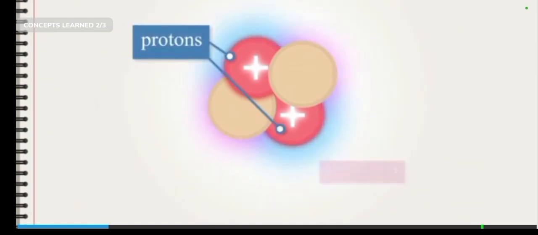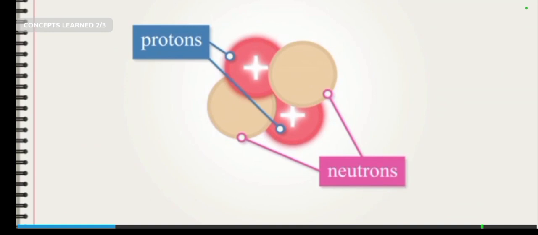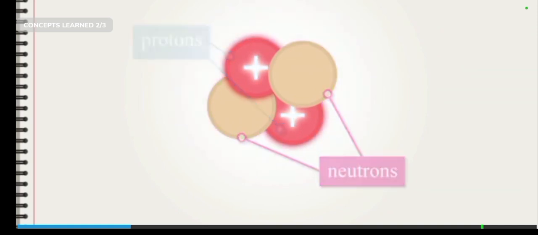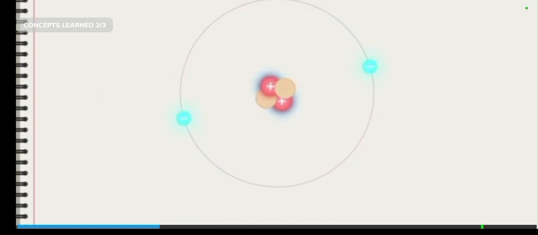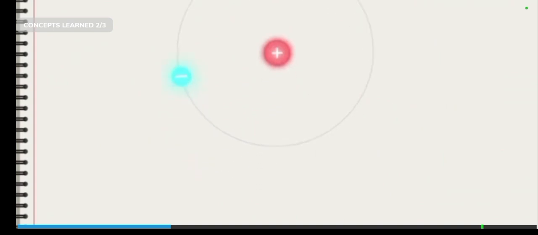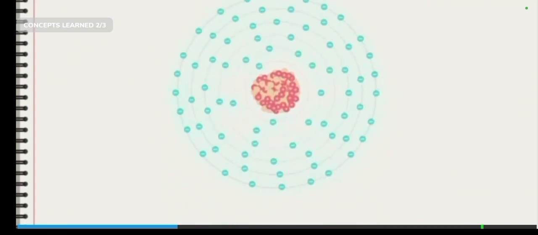The nucleus is made up of 2 different types of particles, protons and neutrons. Protons and neutrons have a similar mass, but protons have a positive electric charge, while neutrons have no charge at all. The number of protons determines which element an atom is. For example, all helium atoms have 2 protons in their nucleus. That's how we know they are helium atoms. Atoms with the same number of protons in the nucleus make up the same element. There can be anywhere from 1 to 118 protons in a nucleus, so there are 118 different elements.